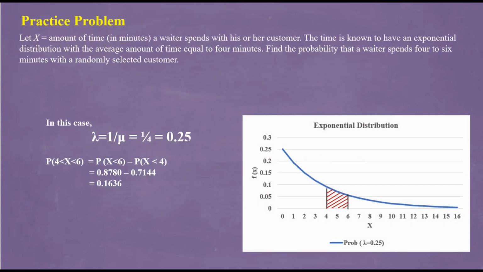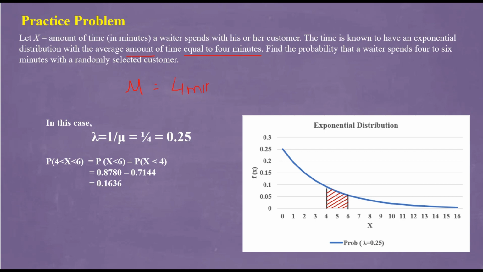Let us take a practice problem. Let x equal the amount of time a waiter spends with his or her customer. The time is known to have an exponential distribution with the average amount of time equal to 4 minutes. Find the probability that a waiter spends 4 to 6 minutes with a randomly selected customer. So in this case, you are given the average amount of time, that is mu.